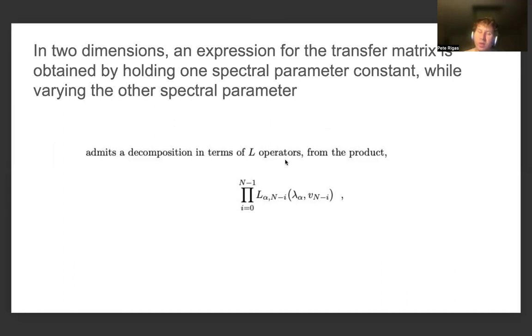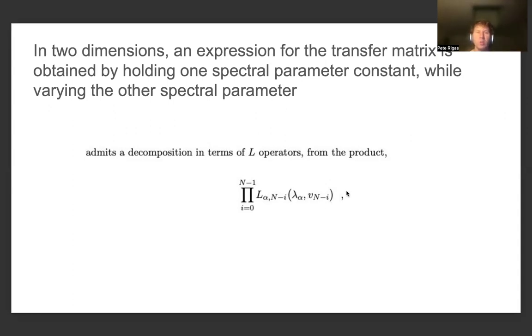which can then be expressed in terms of a product of L operators, in which lambda alpha represents the spectral parameters about 1 degree of freedom of the six vertex model, while the V of n minus I term represents the spectral parameters of the L operator about another remaining degree of freedom in 2 dimensions.